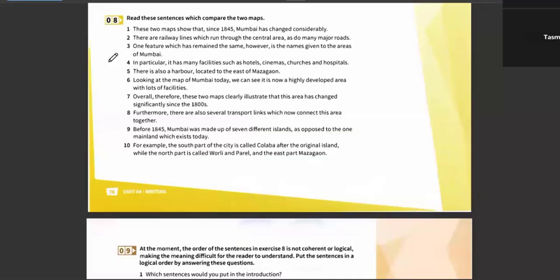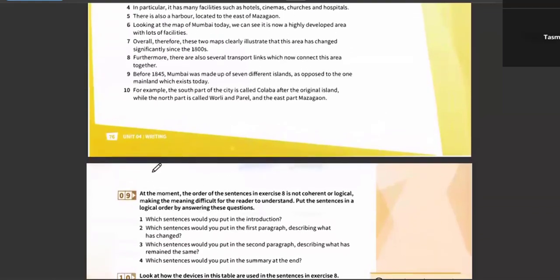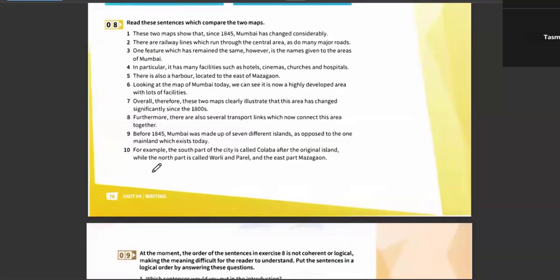And then lastly, you have to give an example that the south part of the city is called Kolaba after the original island, while the north part is called Worli and Parel, and the east part is Mazagaon. Very good. What about the last paragraph? That is the concluding paragraph. Which number will you be using there? The concluding paragraph or the summary?